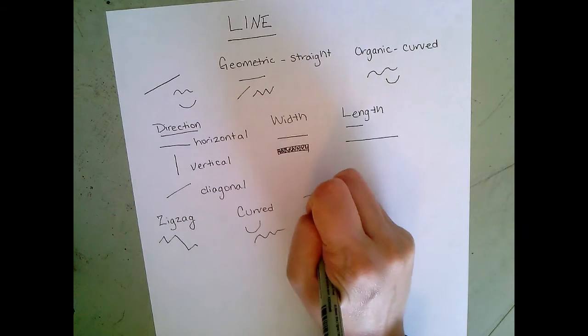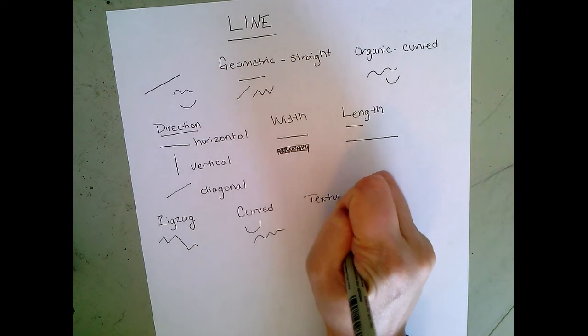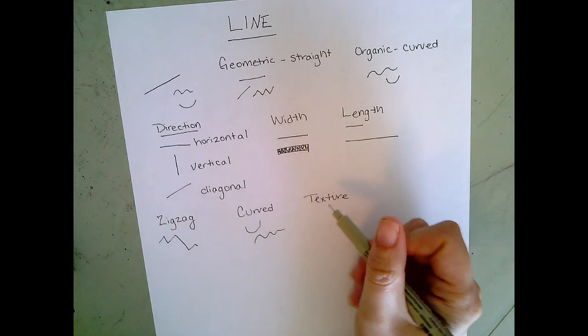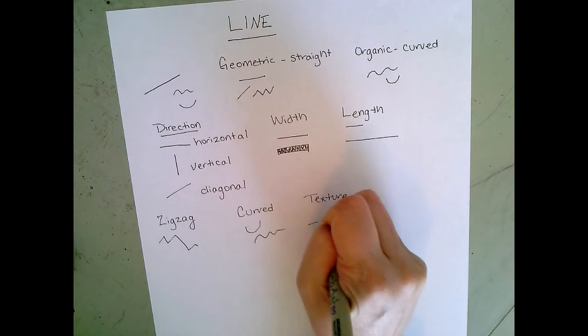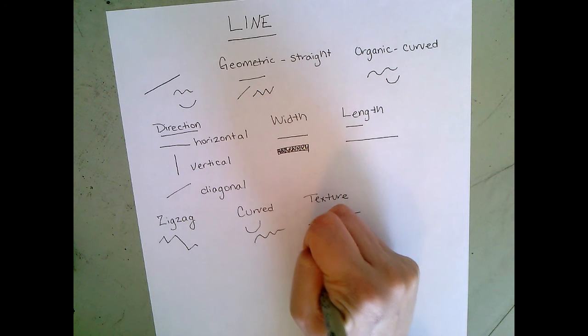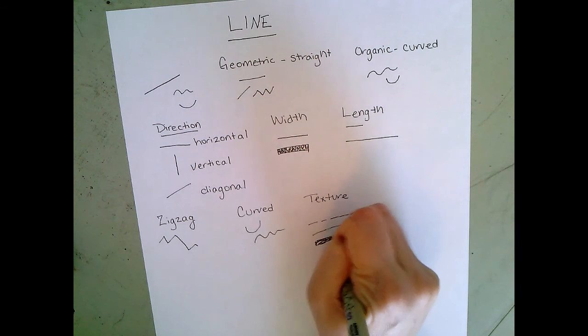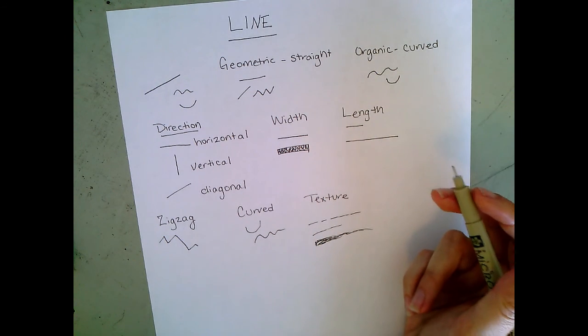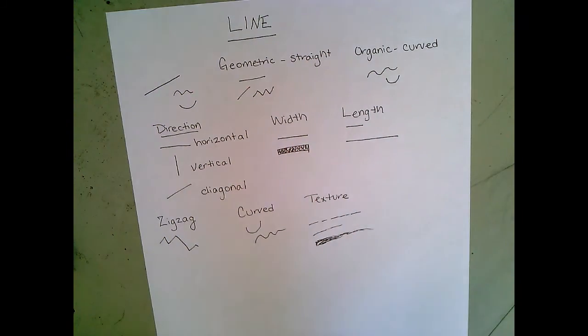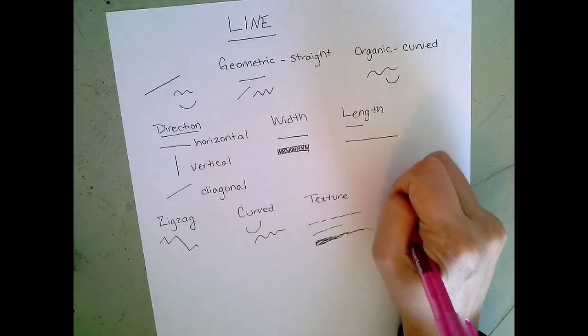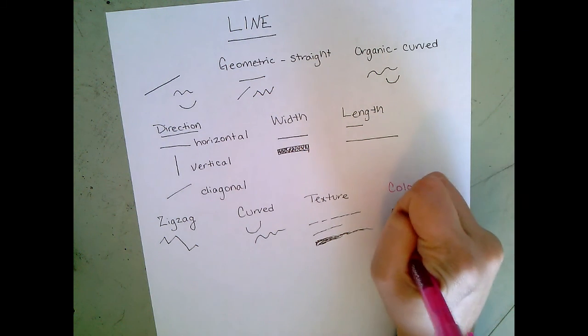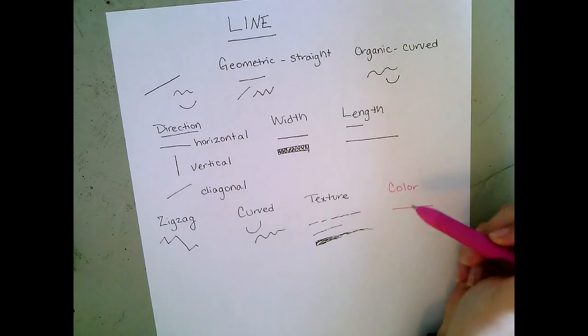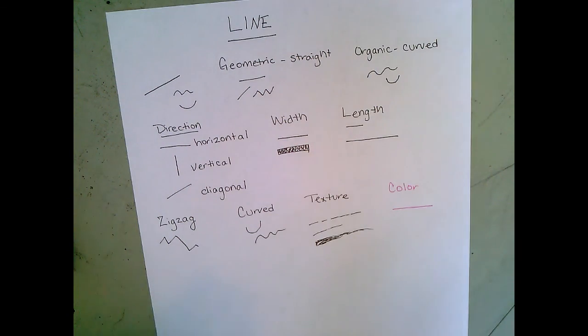We can change the texture of lines, and this is a lot easier to do with a paintbrush than with a small pen. But if we have broken lines or lines that start out thick and slowly kind of disappear, that is going to be a textured line. And then one thing that everybody always forgets, we can change the color of a line. So if we draw with a different colored tool, we can have a different colored line. And that's it. That's the basics of how you create different types of line in art.